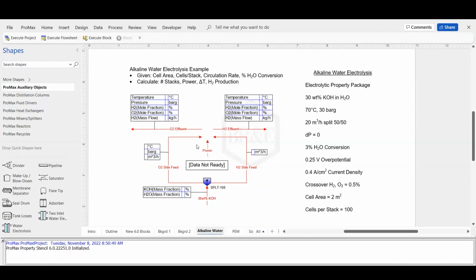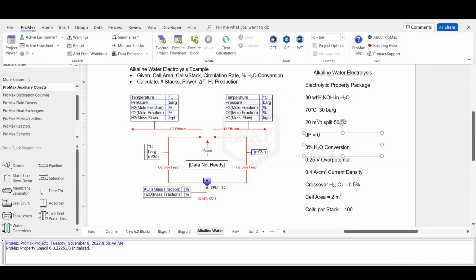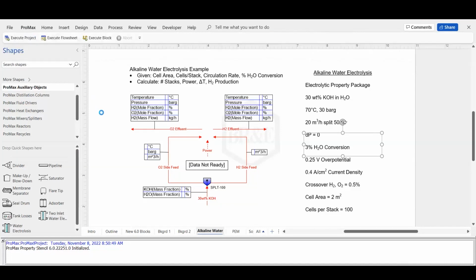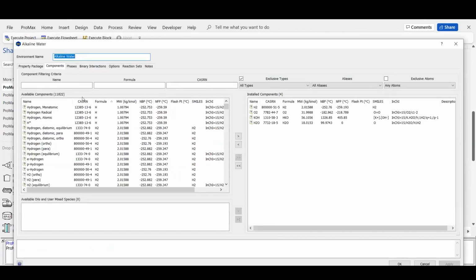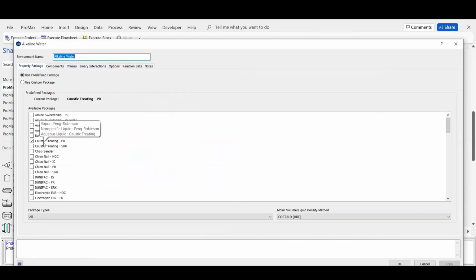So let's just walk through this simulation, and as we see the parameters of the block, I'll give a brief mention of what they mean. First thing, when we're doing alkaline water electrolysis, we need to make sure that we're using an electrolytic property package. So in this case, I'll show our active environment is the caustic treating with Peng-Robinson package.